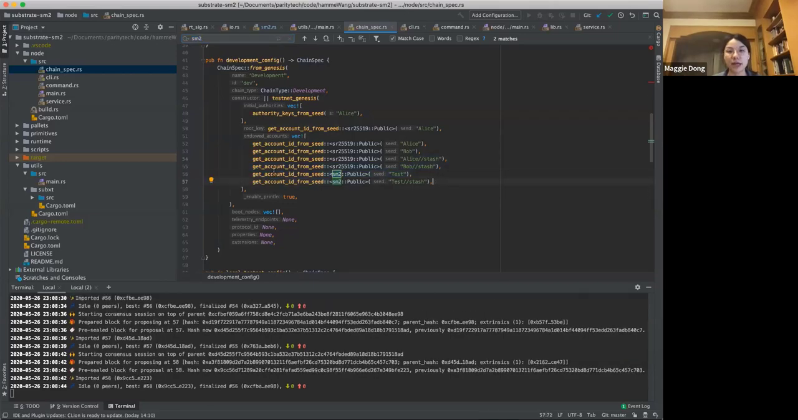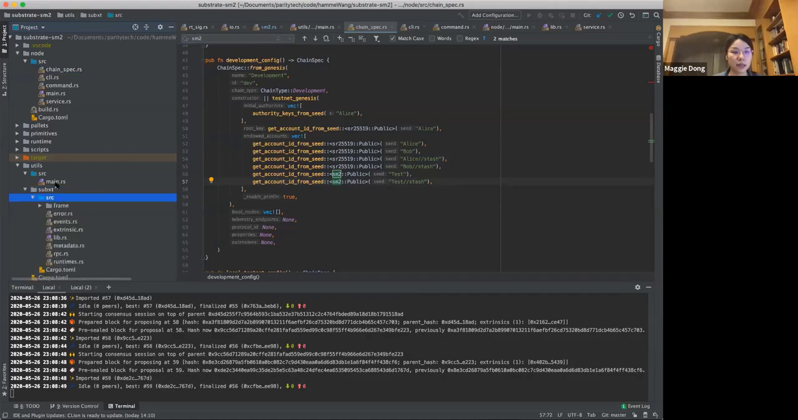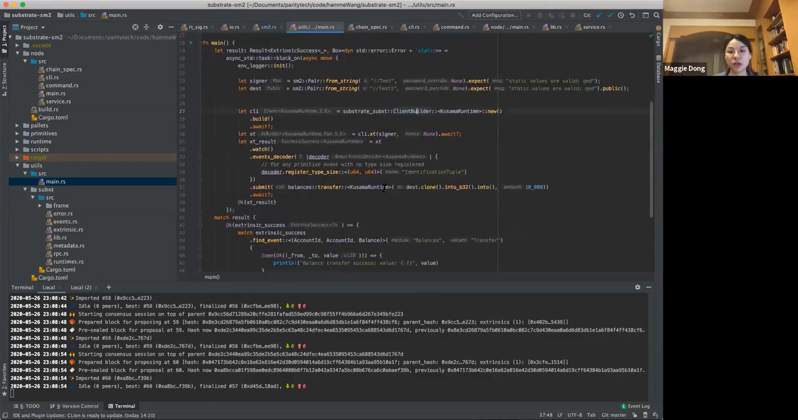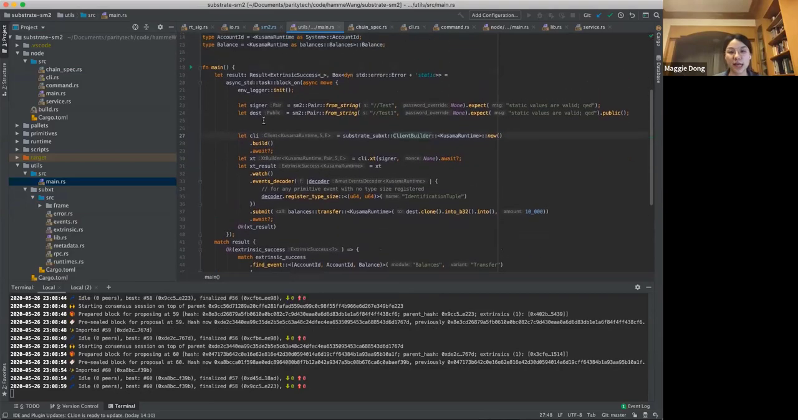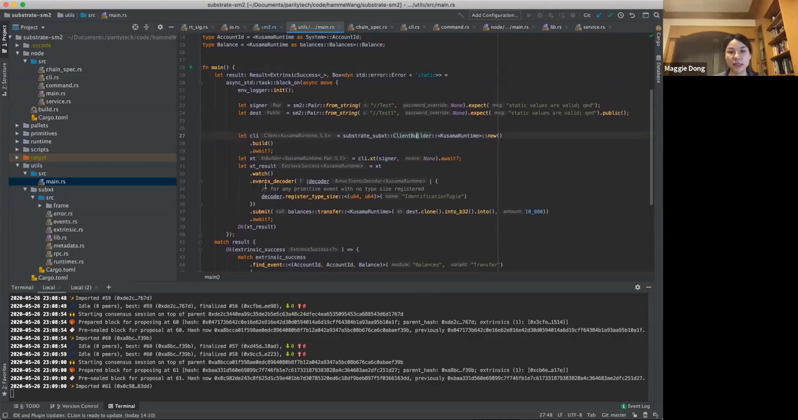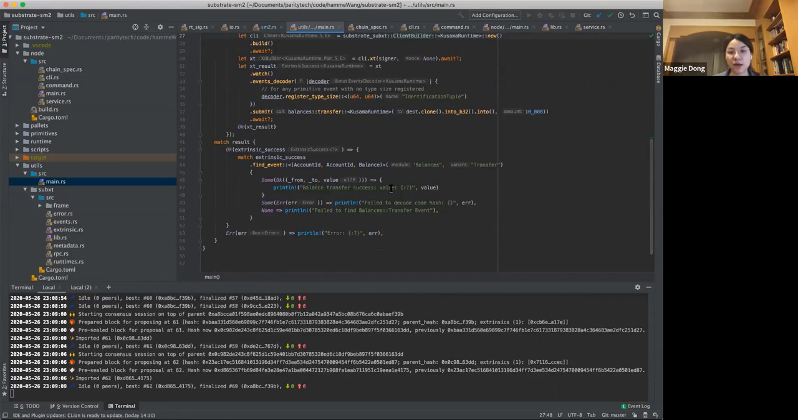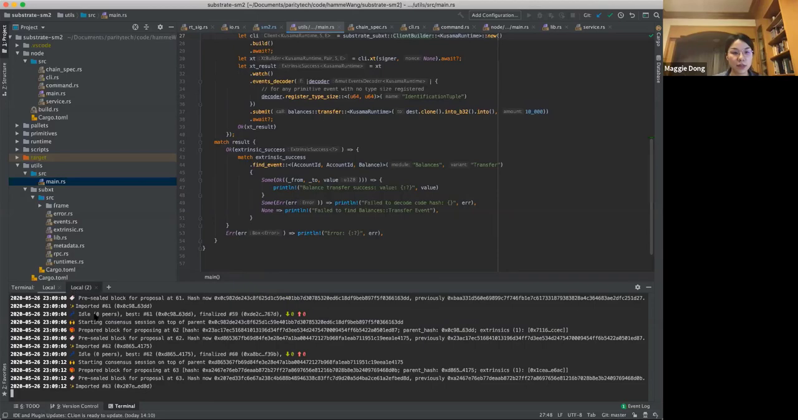So here I give some balances in the subxt. Okay, here's my function. So here I transfer some balance from the signer to the dest, and if it worked, it will show the balance transfer success value in the console.